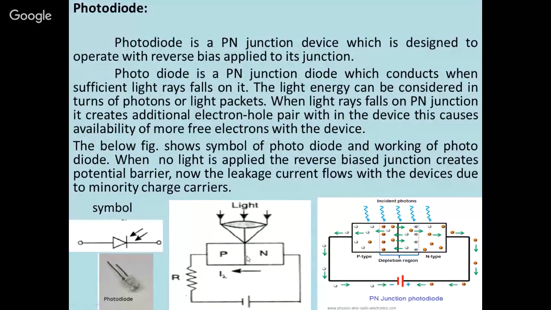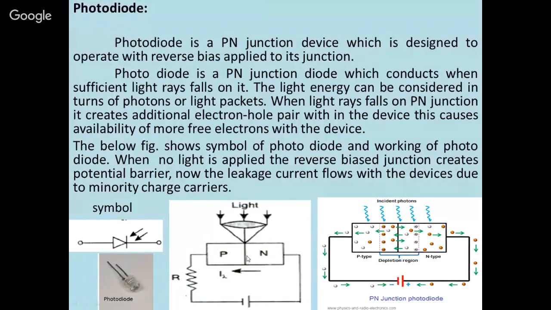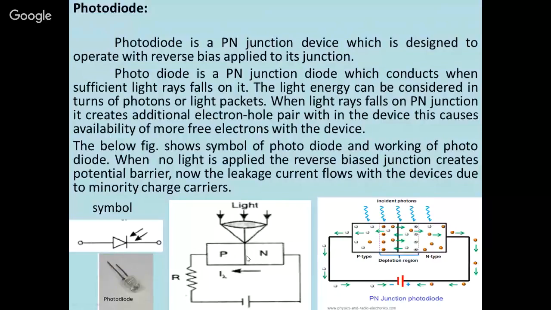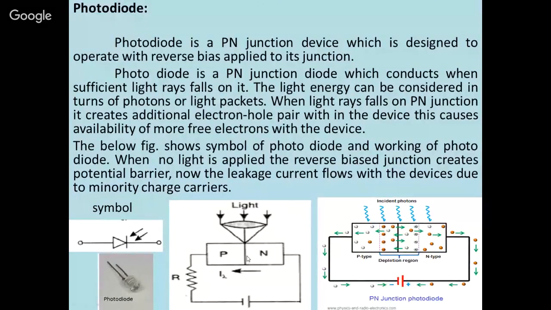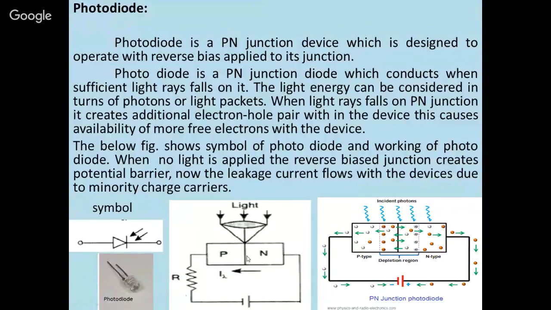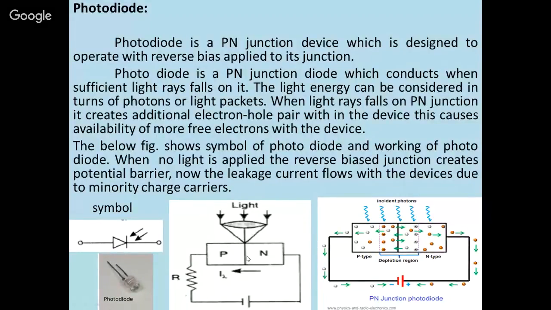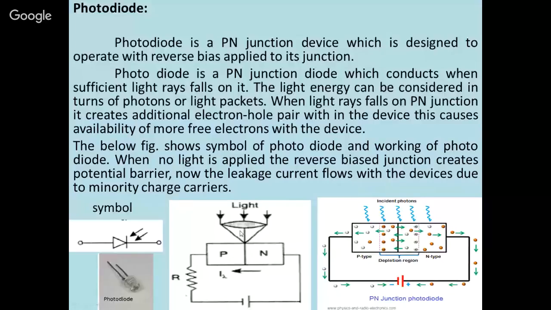Why do I have to use this always in reverse bias? Because in reverse bias, the resistance offered is very high. Therefore, this device has a very large input impedance. So wherever the input impedance should be large, this device can be used for such applications. Therefore, this photodiode always works under reverse bias.